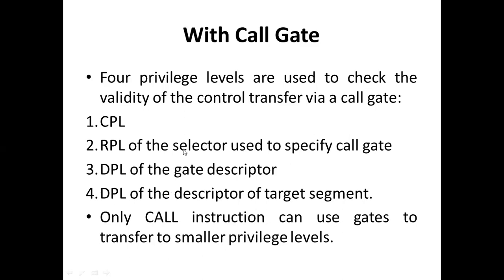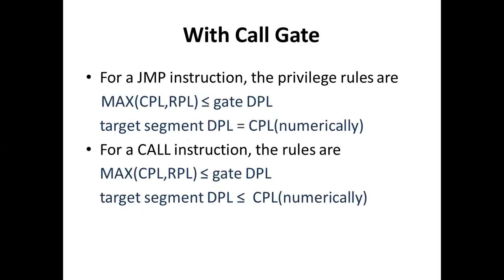CPL stands for current privilege level. The RPL stands for requested privilege level. The RPL of the selectors is used to specify the call gates. DPL is the descriptor privilege level of the gate descriptors, and the DPL of the descriptors of the target segments. Only the call instruction can use the gates to transfer to smaller privilege levels. The call instruction is used to transfer the privilege level from one level to another. There are three levels: CPL, DPL, and RPL.